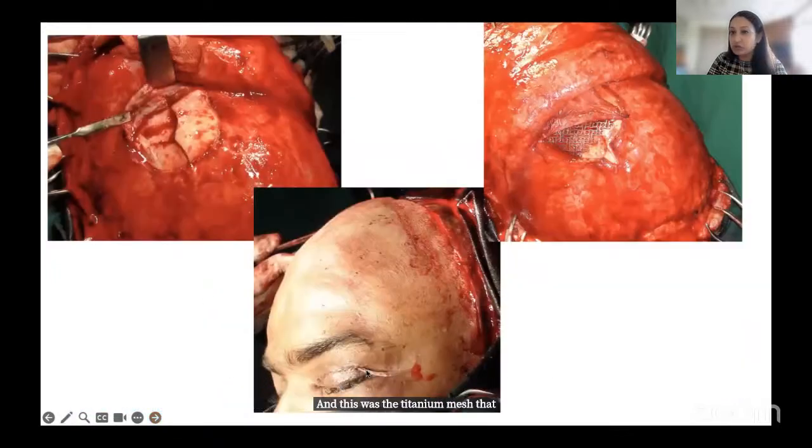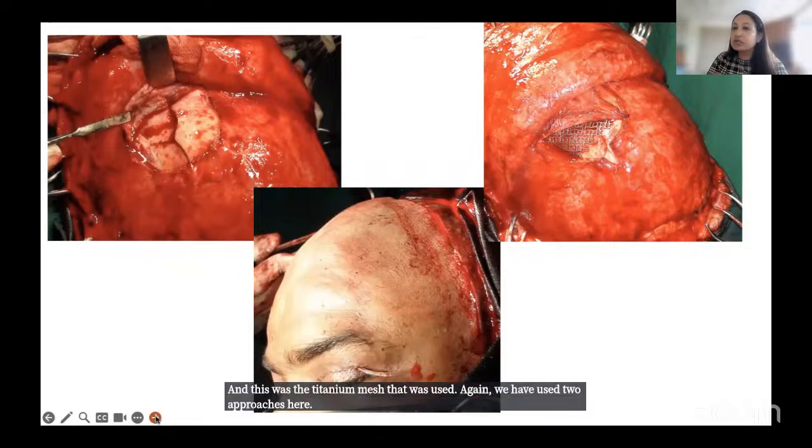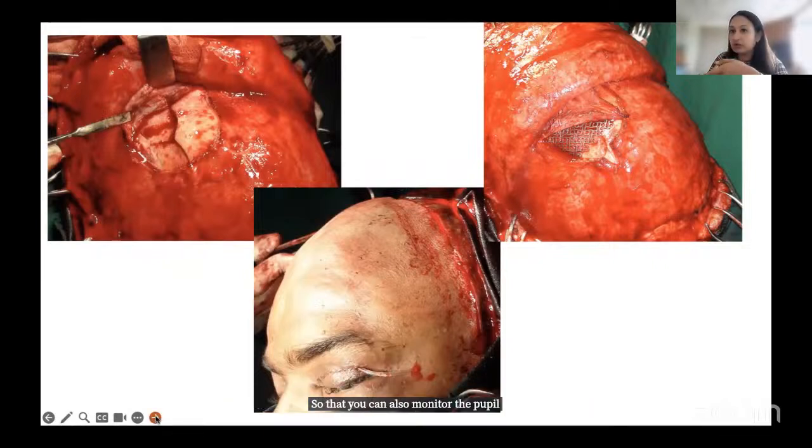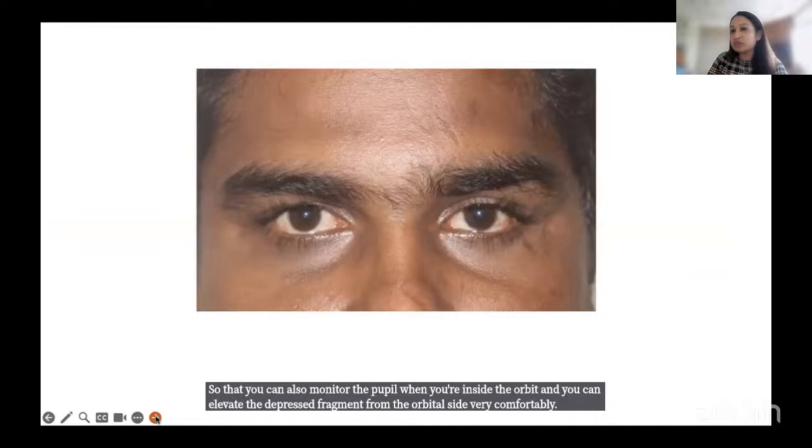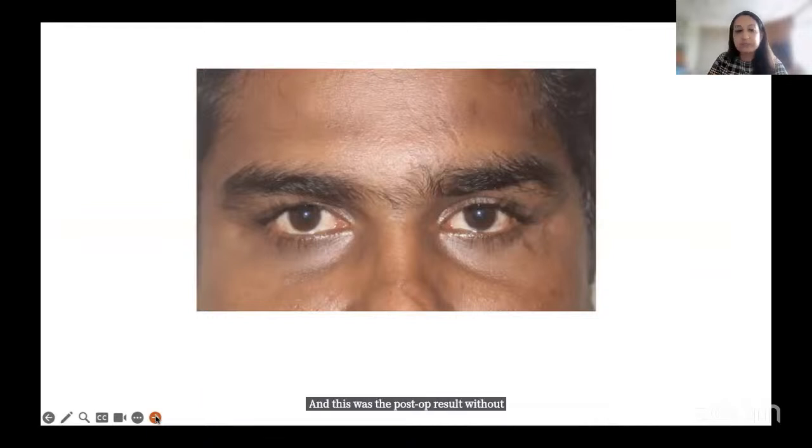Again, we have used two approaches here so that you can also monitor the pupil when you're inside the orbit, and you can elevate the depressed fragment from the orbital side very comfortably. And this was the post-op result without a ptosis correction.